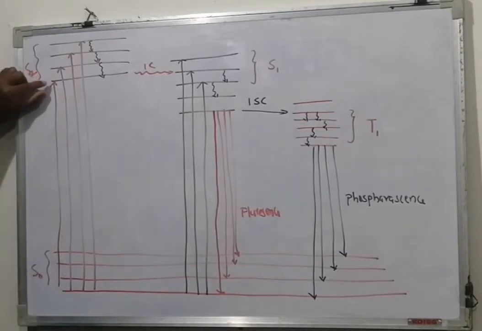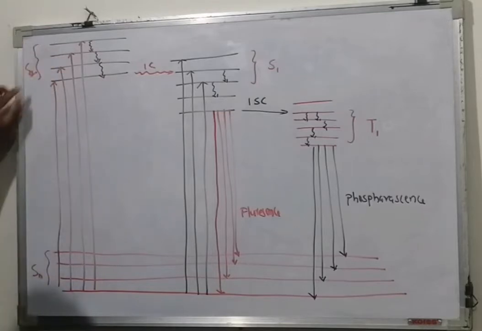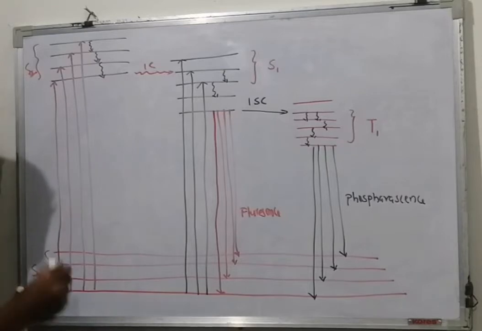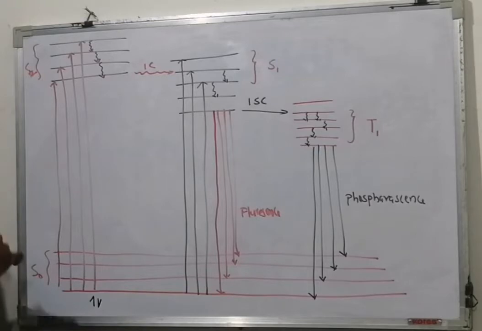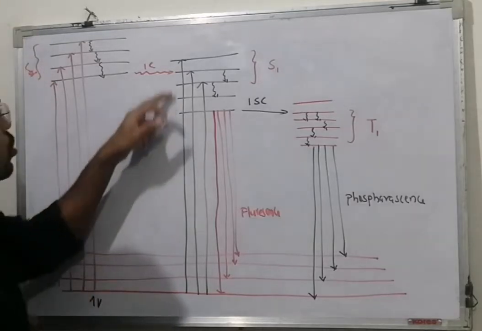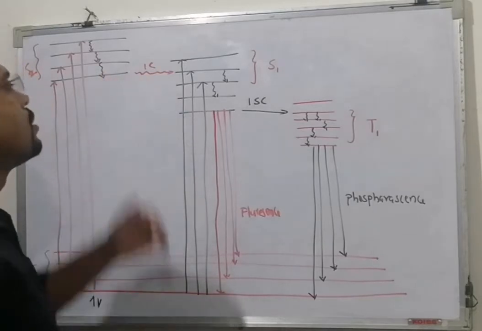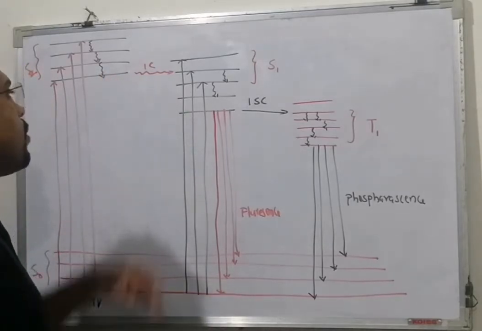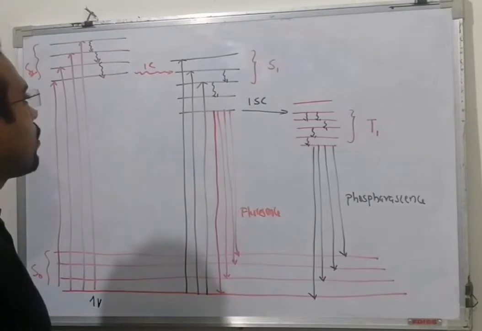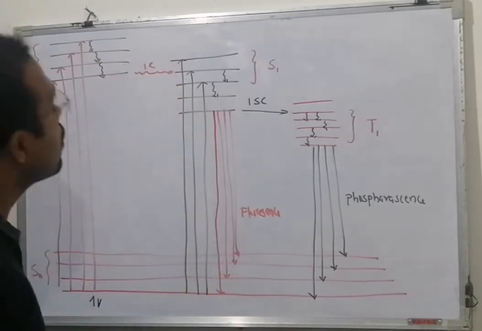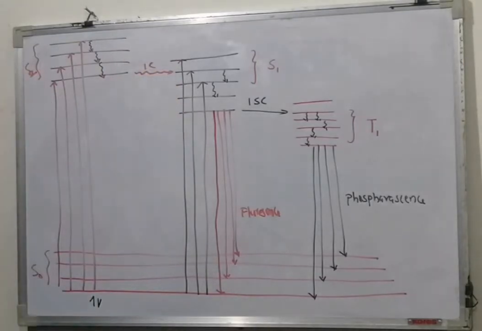And this is the second electronic excited level, S2. S means singlet. Singlet we have already discussed. This is the meaning of singlet. And S2 is the second excited electronic level in the singlet state. These are the different vibrational levels in that electronic level. This is S1, that is the first electronic excited level. These are the different vibrational levels within S1.